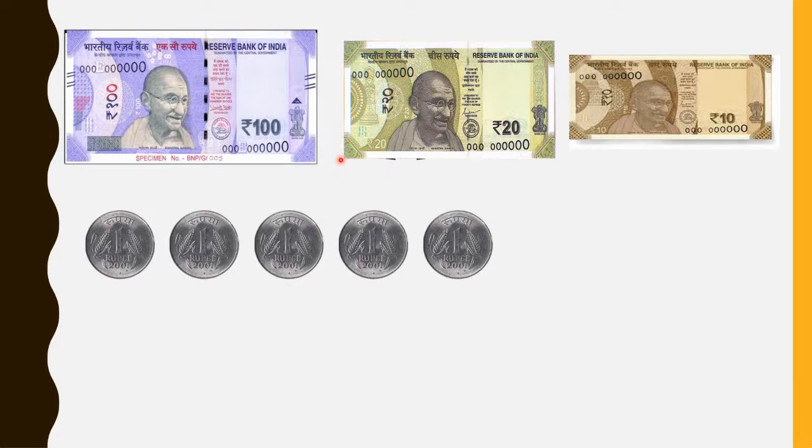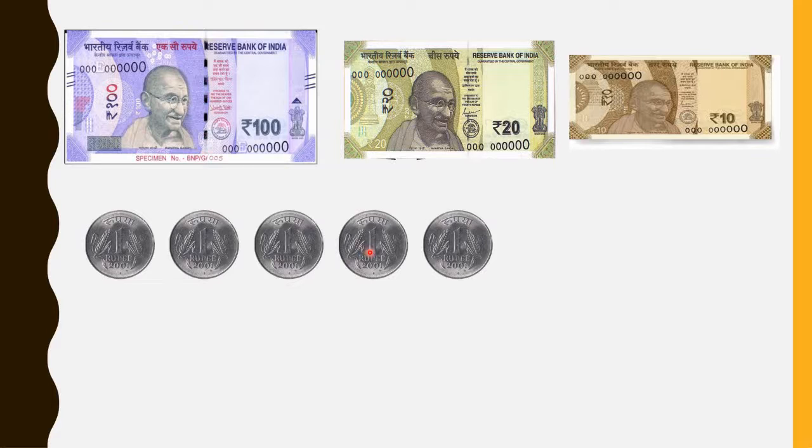Students, now what do you see in the picture? Yes, there is a 100 rupee note, a 20 rupee note, a 10 rupee note and a few coins of 1 rupee. Let's count how many coins there are. 1, 2, 3, 4 and 5. So there are 5 coins of 1 rupee. That is 5 rupees. So in total there are 135 rupees.